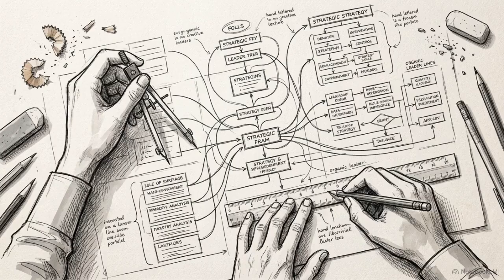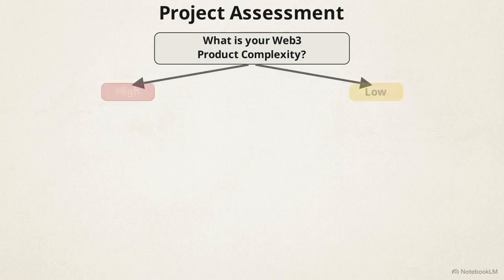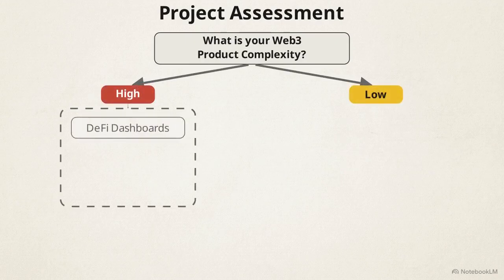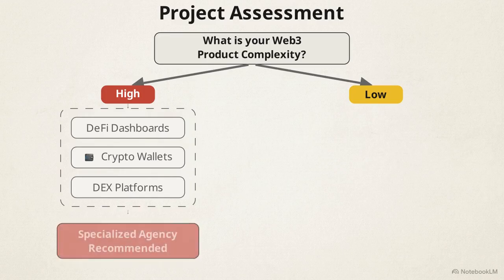To decide if your specific project requires an external Web3 agency, you must evaluate the technical complexity of your product. This flowchart starts with a core question. What is your Web3 product complexity? It splits into two main branches based on the function of your application. Following the high complexity branch, we encounter products like DeFi dashboards, crypto wallets, and decentralized exchanges.